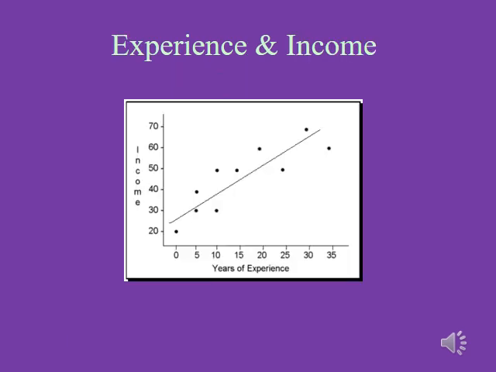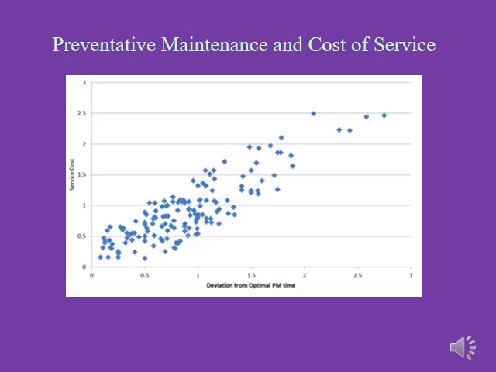Here's a graph that is a little bit more tightly packed, and it's showing you the relationship between experience and income. The idea is that typically the more experience people have in a job, the more money they make. Here we're looking at how long you delay getting service on a vehicle and what the cost of that service is likely to be.